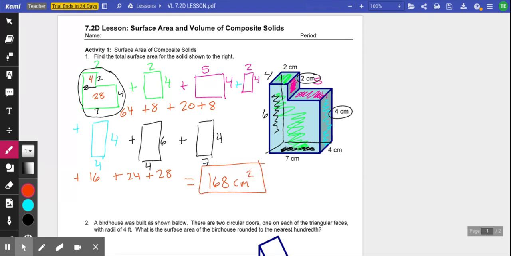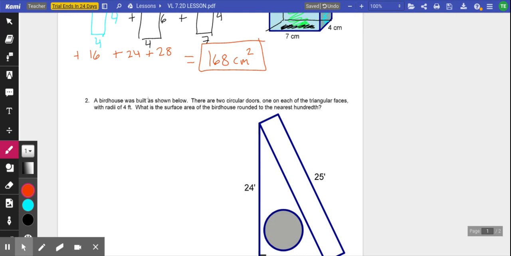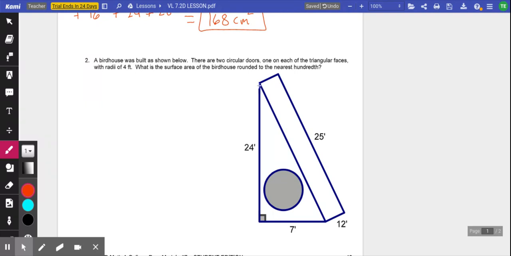Okay, so you have to kind of visualize and draw things out. A lot of different colors will help you, so it's good to have your color pencils out while you're doing math. Number 2, a birdhouse was built as shown below. There are 2 circular doors, one on each side of the triangular faces with a radii of 4. What is the surface area of the birdhouse rounded to the nearest hundredth?